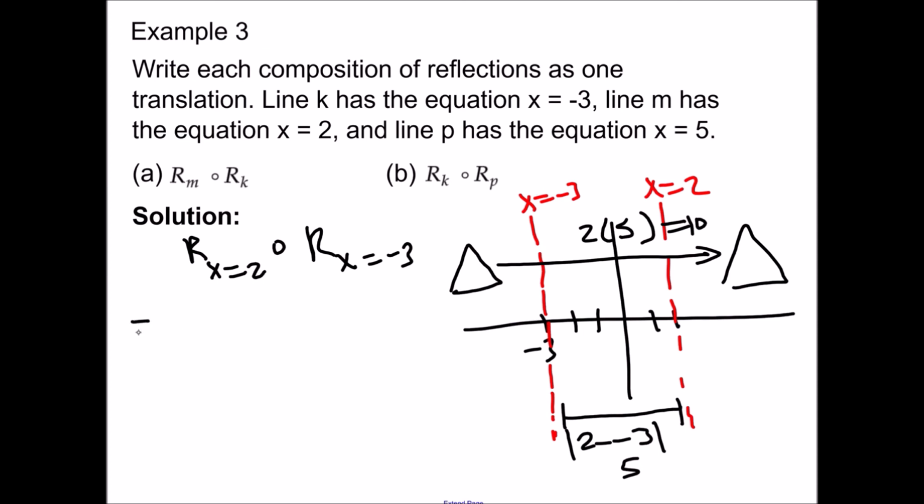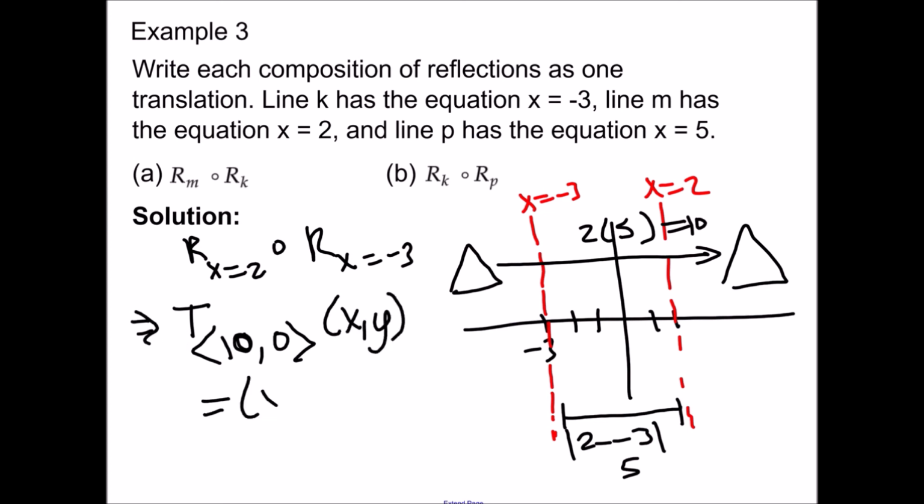So this can be thought of as a translation of 10 units in the x direction and 0 units in the y direction of (x, y), which equals (x plus 10, y). So notice that the x coordinate is the only thing that's changing here. It's just moving to the right, which is positive. And this is if you were to reflect over -3 first and then 2. Now, so this is for part A.